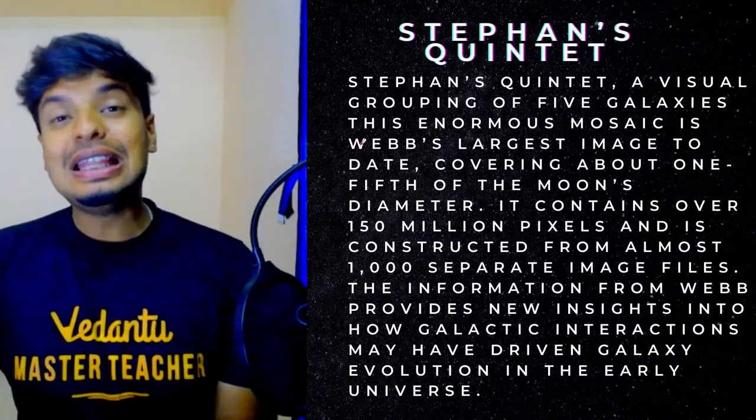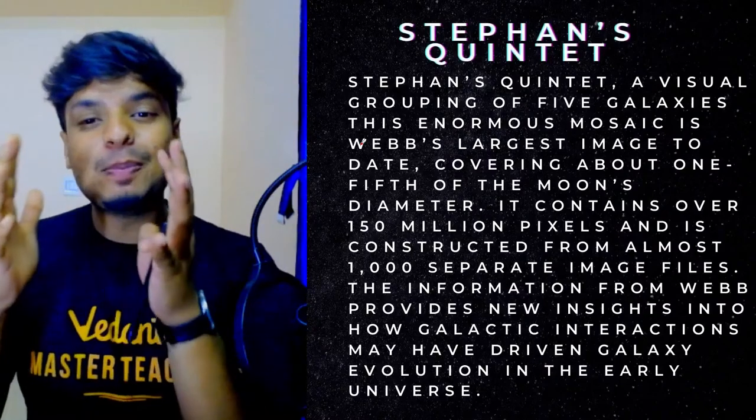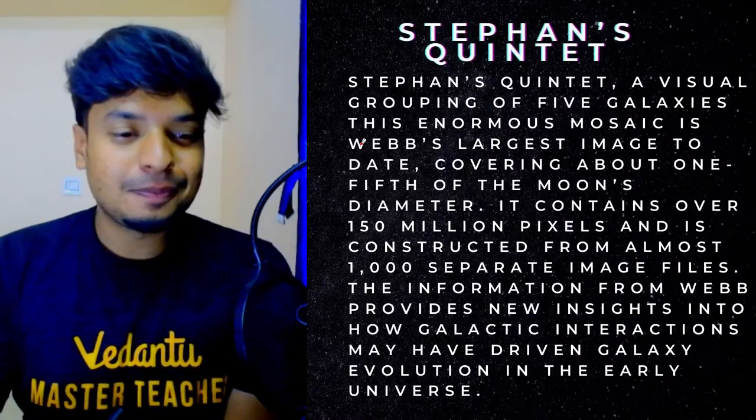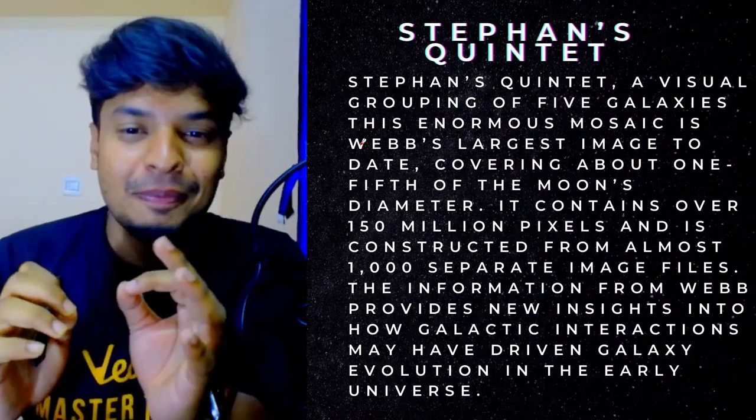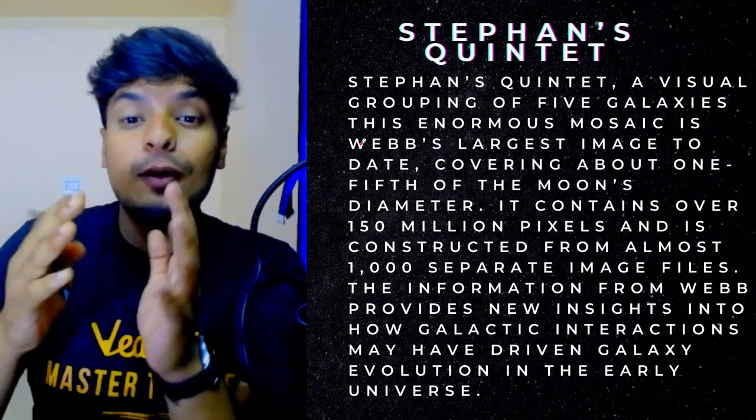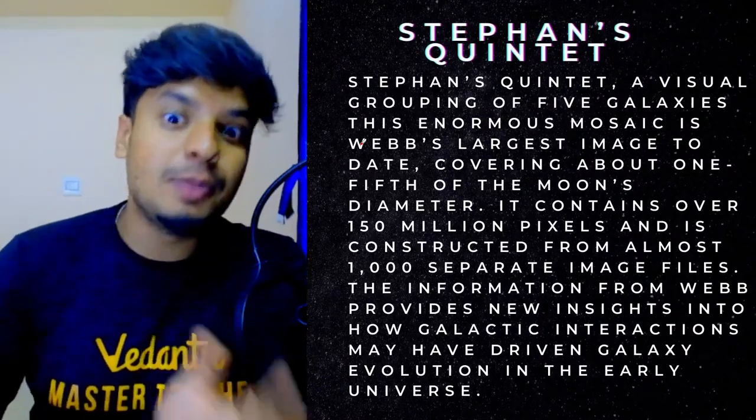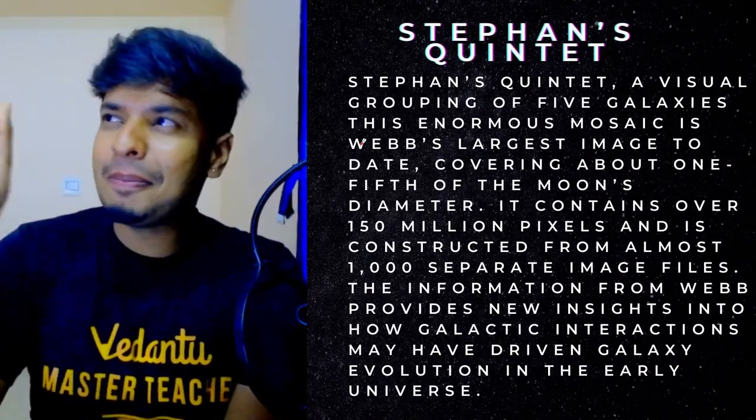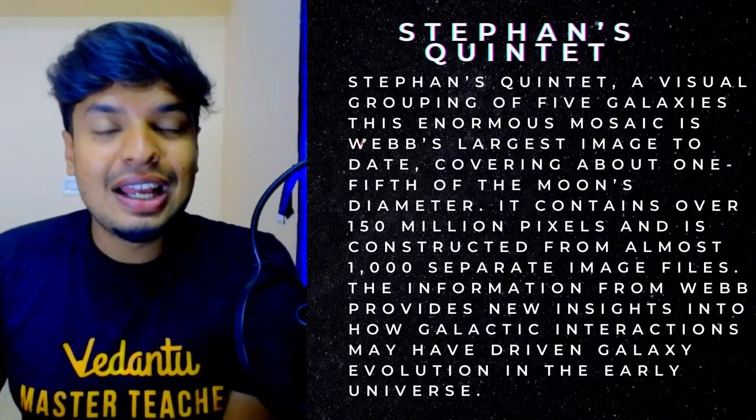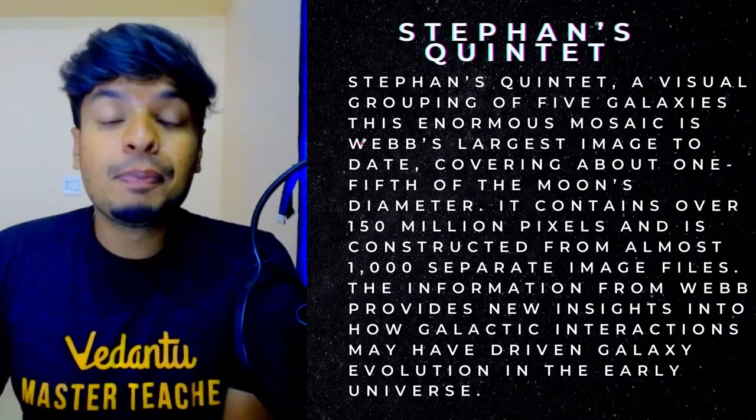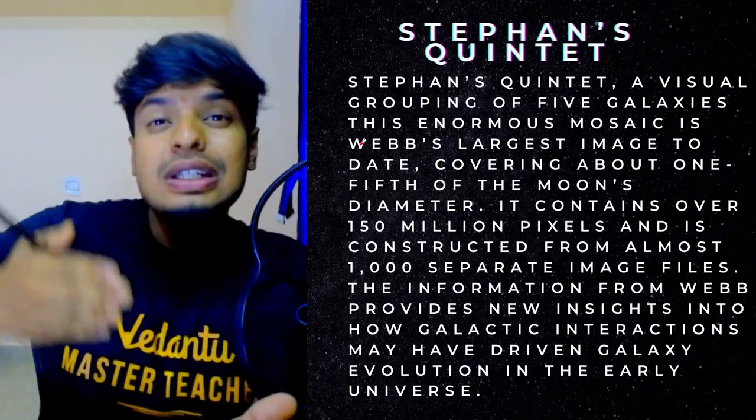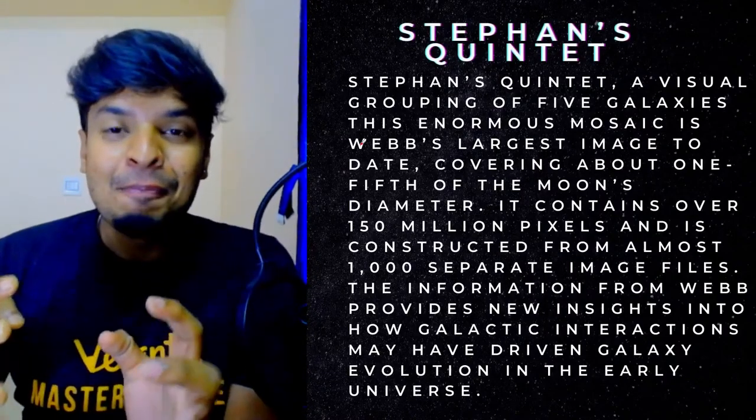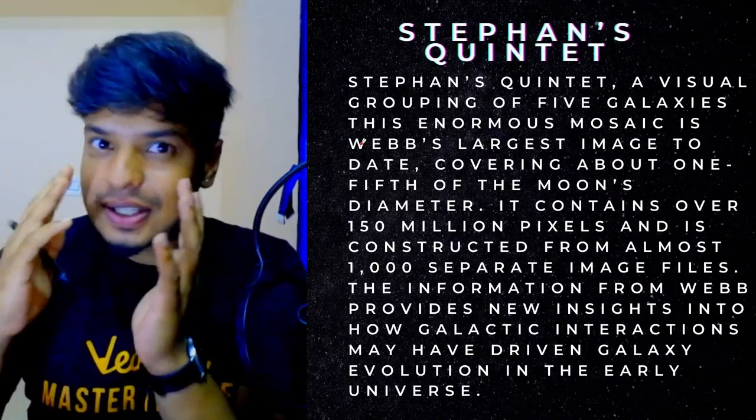My God. This enormous mosaic, or enormous picture, is the James Webb's largest image to date. It's the largest image ever captured, covering about 1/5 of the entire moon's diameter. That big is this picture. It consists of over 150 million pixels, guys. And it was constructed from how many images? Almost 1,000 separate images. They took 1,000 separate images and put them all together. And the picture that we got was mind-blowing.